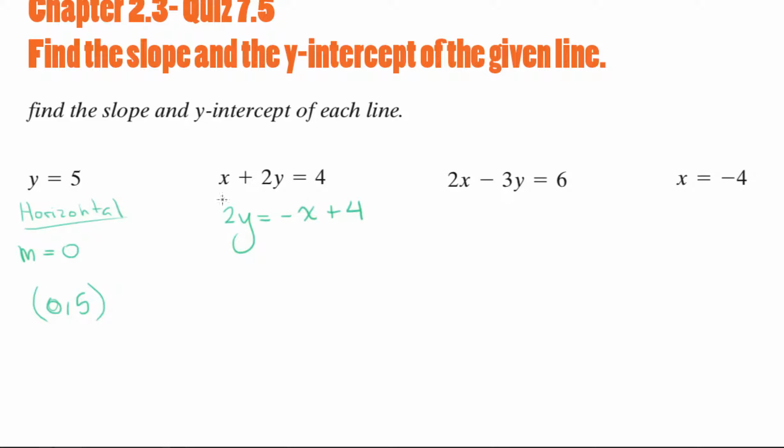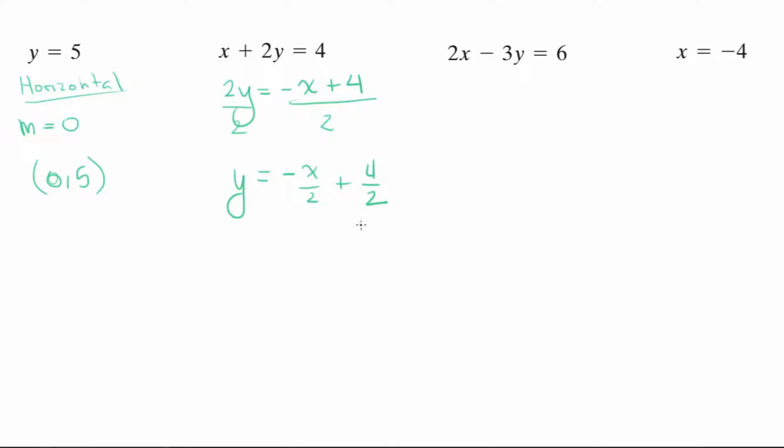So the next step is dividing by 2. Now, 2 over 2 is 1. If you leave it like this, it's not going to be clear as to what's the slope and the y-intercept. So what I want you to do is separate the 2 on both terms. Now, you can write it as negative x over 2 plus 4 over 2. But I'm going to show you a better way to write this down.